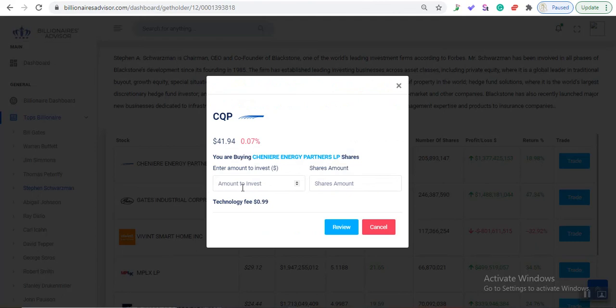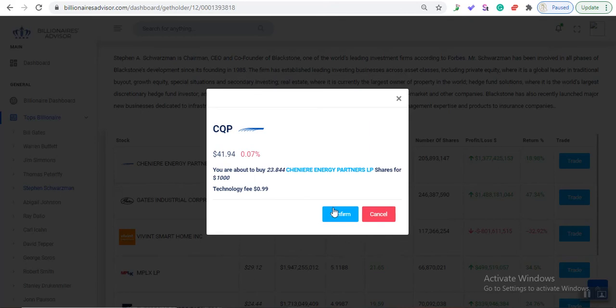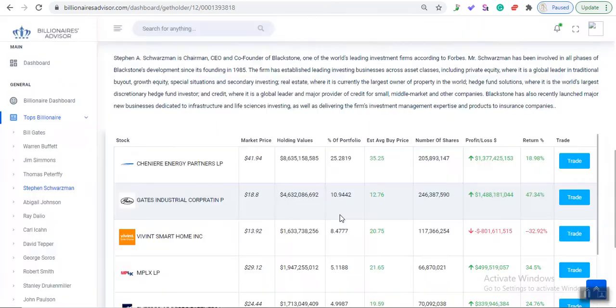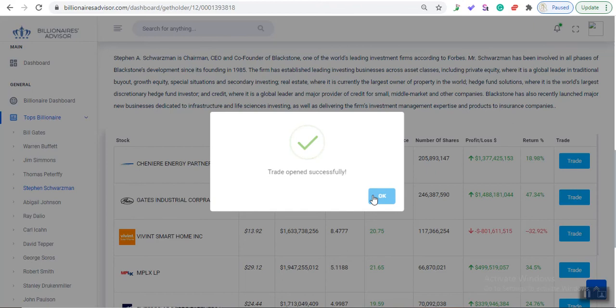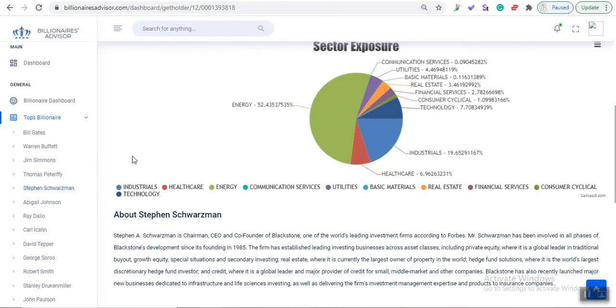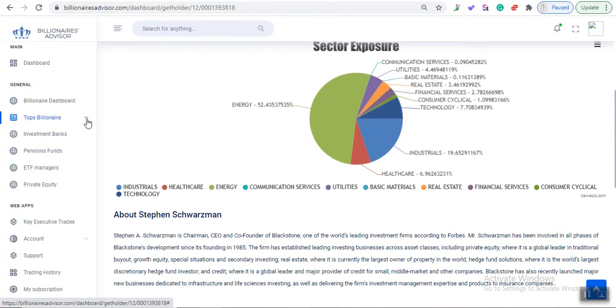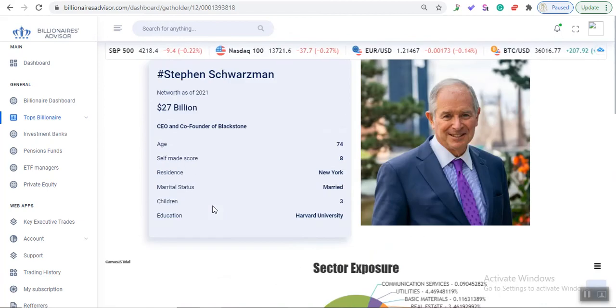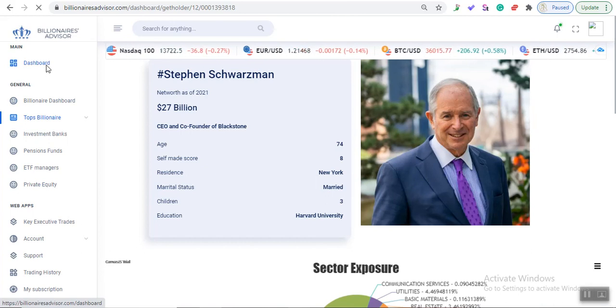When you go to trade, same principle, you put in your $200 or your 2,000 or your 1,000. And then you simply click review your order, then confirm your order. Trade successfully opened. Now, since we've traded and invested like a billionaire, no research has been completed. We've looked at the portfolio, replicated their strategy, and we're going to go to our dashboard.